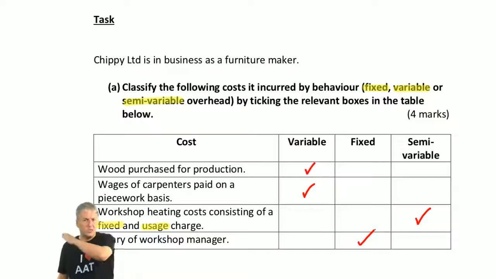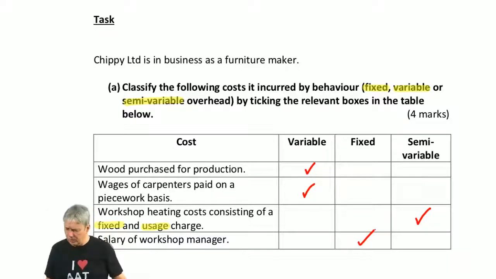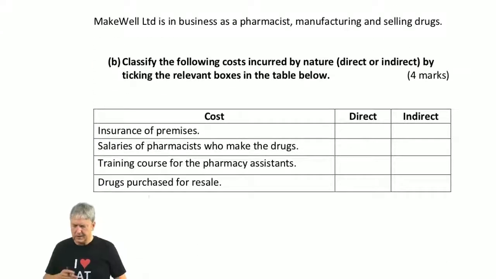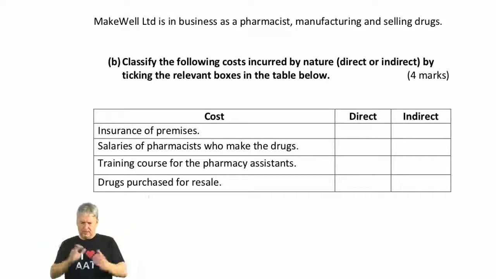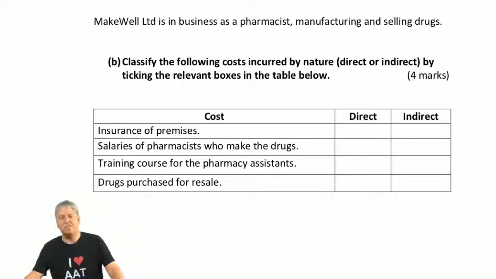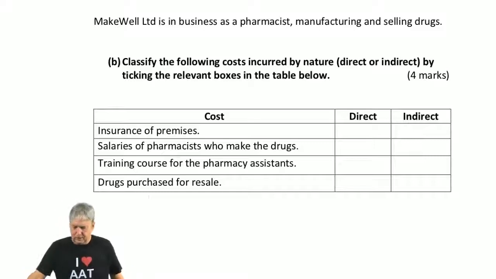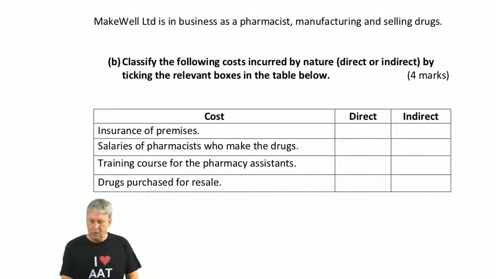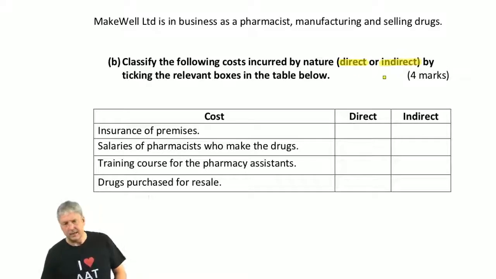This is where we just bang through, making sure that we're very careful to read carefully what the examiner has asked. How many times can I say carefully? Part B. Makewell is in business as a pharmacist, manufacturing and selling drugs. Is that what they're called nowadays? Right. Classify the following costs incurred by nature. So all we have to do is to say, are they direct or are they indirect?